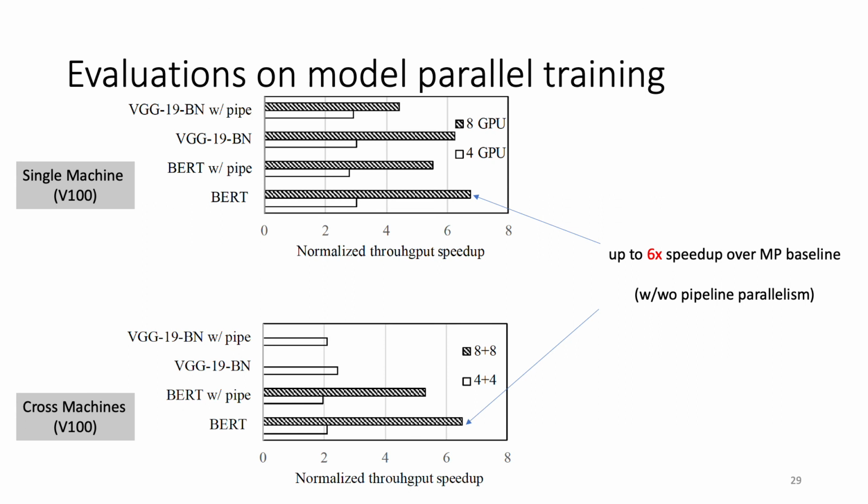For the model parallel training in both the single machine case and the cross-machine case, we tested VGG19 with batch norm and also BERT training. And in these two cases, we can actually achieve up to 6x speedup compared with the corresponding model parallel baseline, with or without adopting the pipeline paradigm.